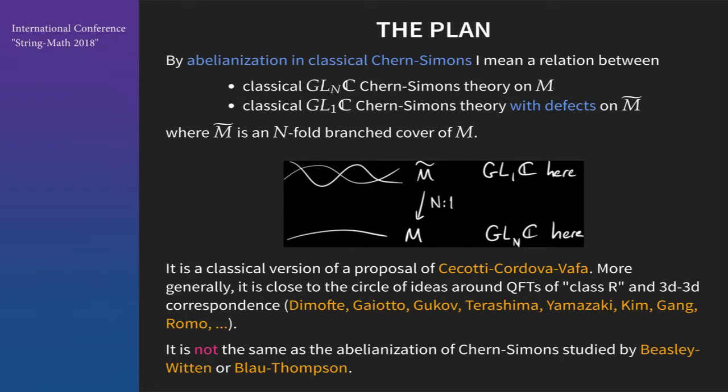Another thing I should say, unfortunately, we realized at some point that Abelianization of Chern-Simons is somehow not a good name because, first of all, there are many things called Abelianization, and second of all, specifically, there was already something called Abelianization of Chern-Simons, studied by Beasley-Witten and a related thing by Blau-Thompson. And I just want to say that this, what I'm going to describe, is not the same as that.